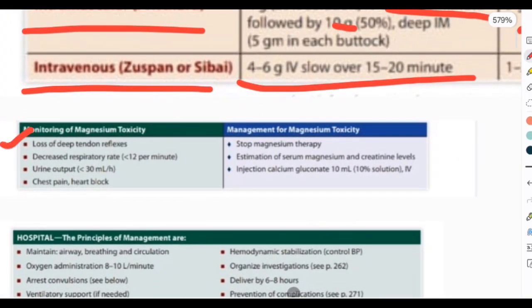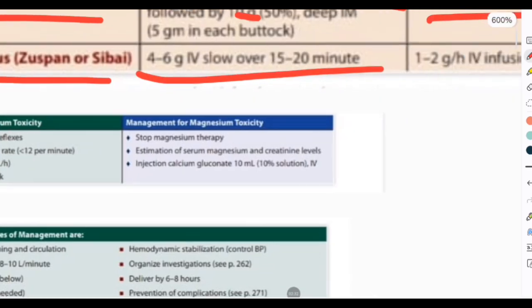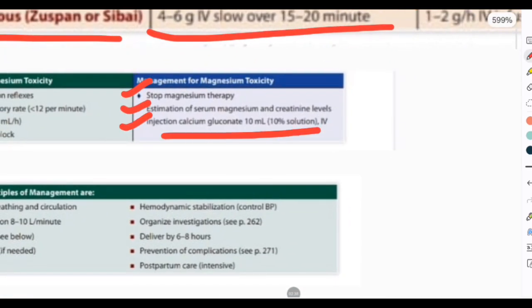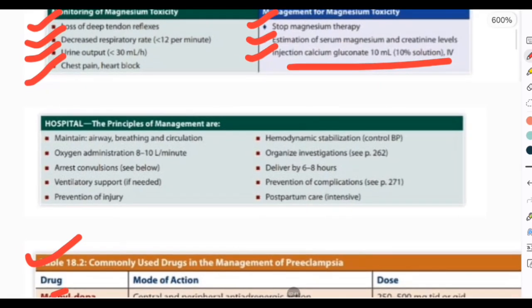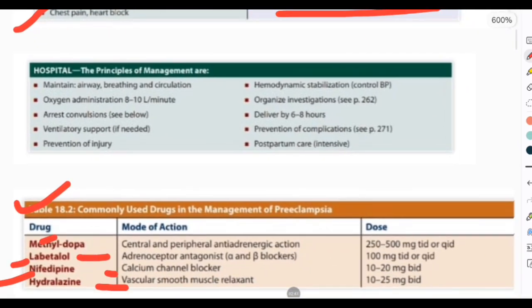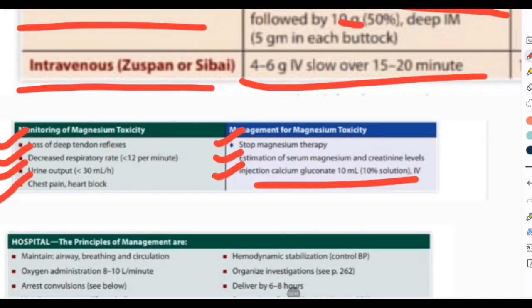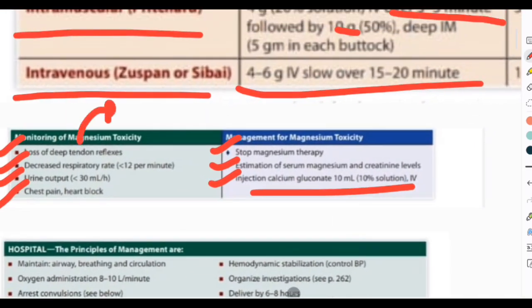Monitoring of magnesium toxicity: loss of DTR, decreased respiratory rate less than 12, urinary output, chest pain, heart block. Management: stop magnesium, estimation of serum magnesium and creatinine levels, injection of calcium gluconate 10 ml, 10% solution IV. The reflex that we talk about here is the patellar reflex. The deep tendon reflex, patellar, is the first to be lost in magnesium toxicity. If lost, stop it.